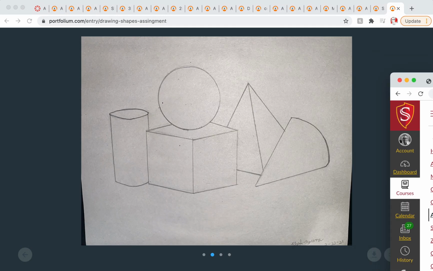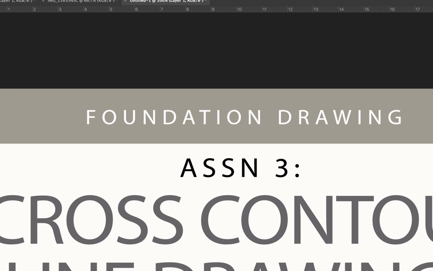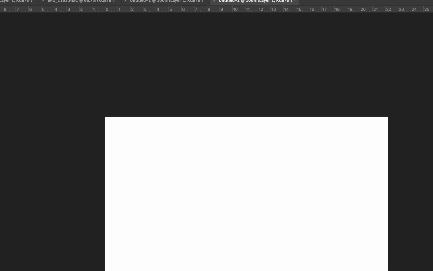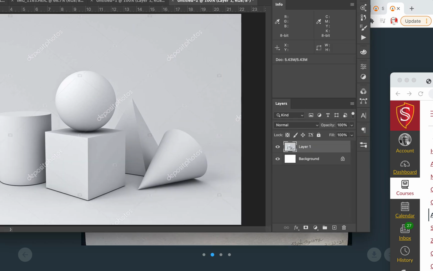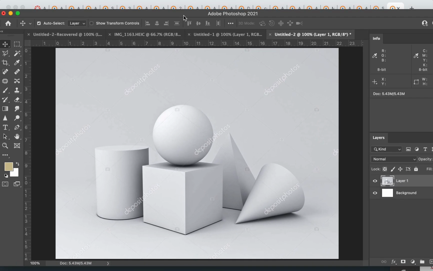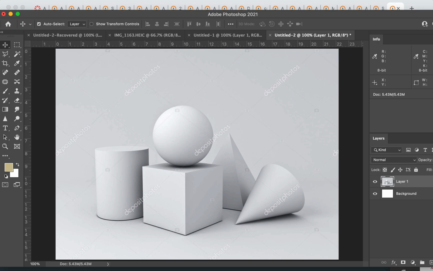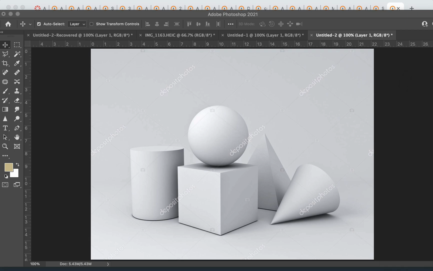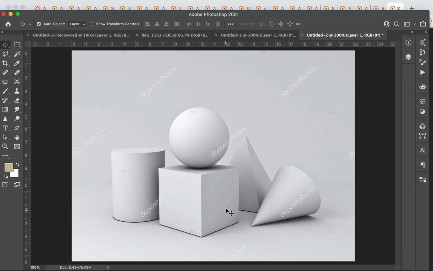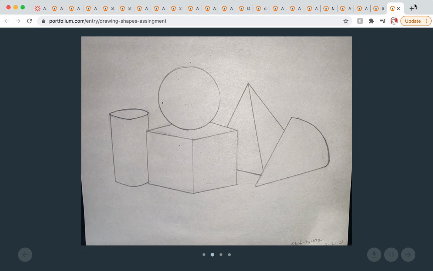I'm actually going to copy that image and open it in Photoshop. Let me get this arranged correctly. Then maybe I can talk about it and give some tips and things like that.